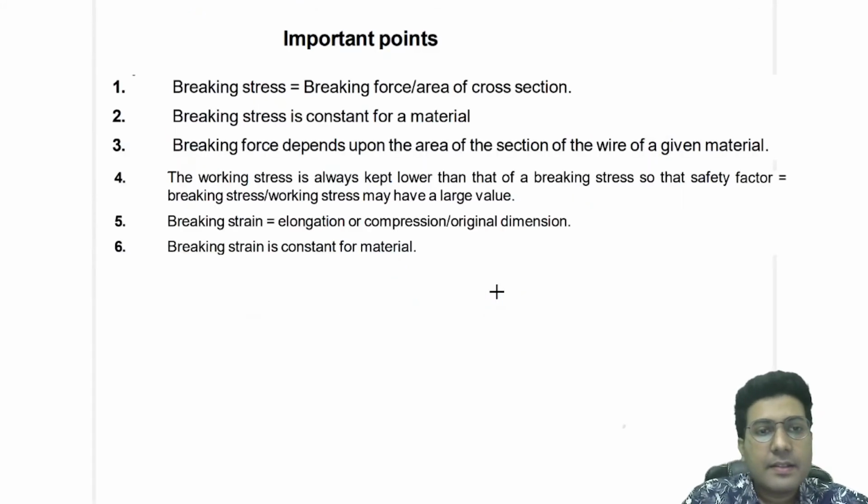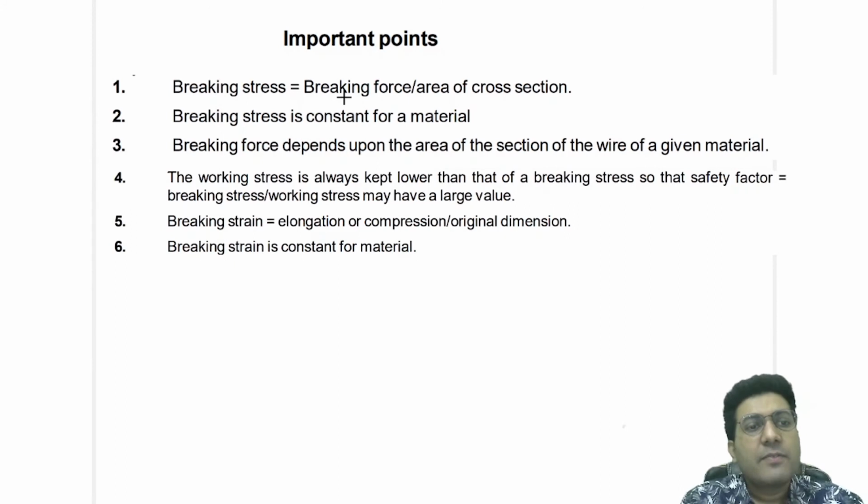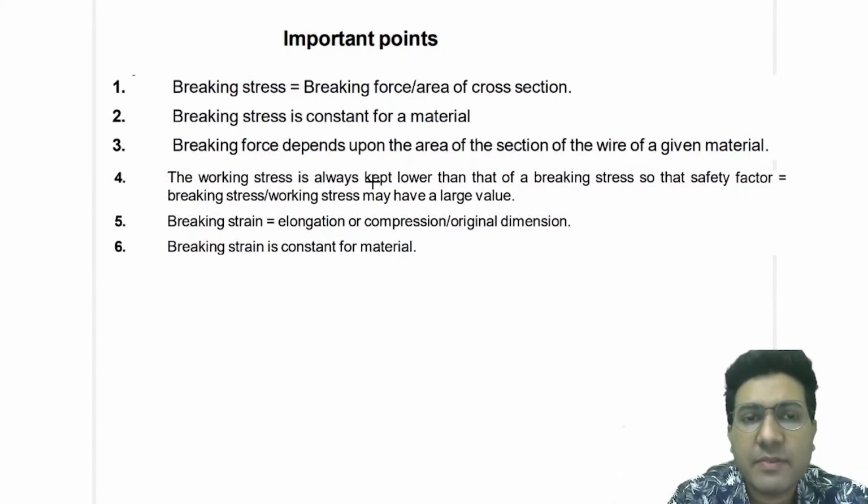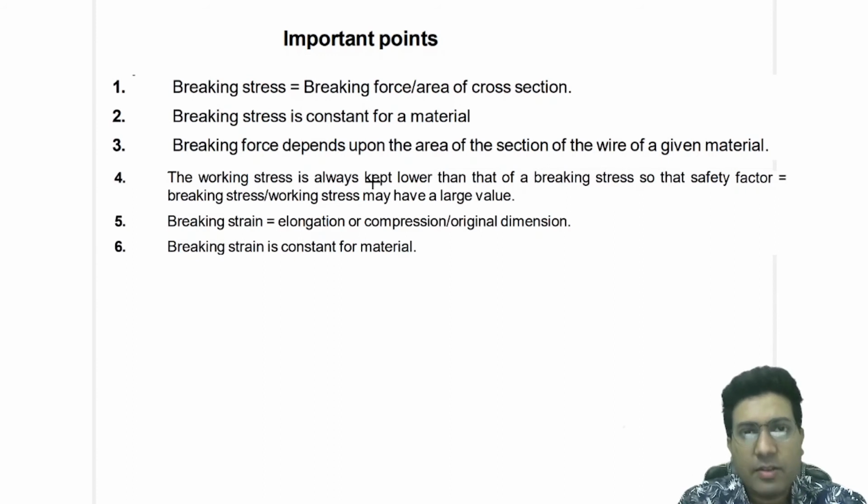Now, next, some important points. First is breaking stress. What is breaking stress? Breaking stress is the breaking force per area of cross section. So that is the maximum stress or the maximum force that that object can handle. Breaking stress is a constant for a material. Breaking stress depends upon the area of cross section of the wire of a given material. So breaking stress and force will depend on the area of cross section of the wire. More the area of cross section of the wire, more is the breaking stress.